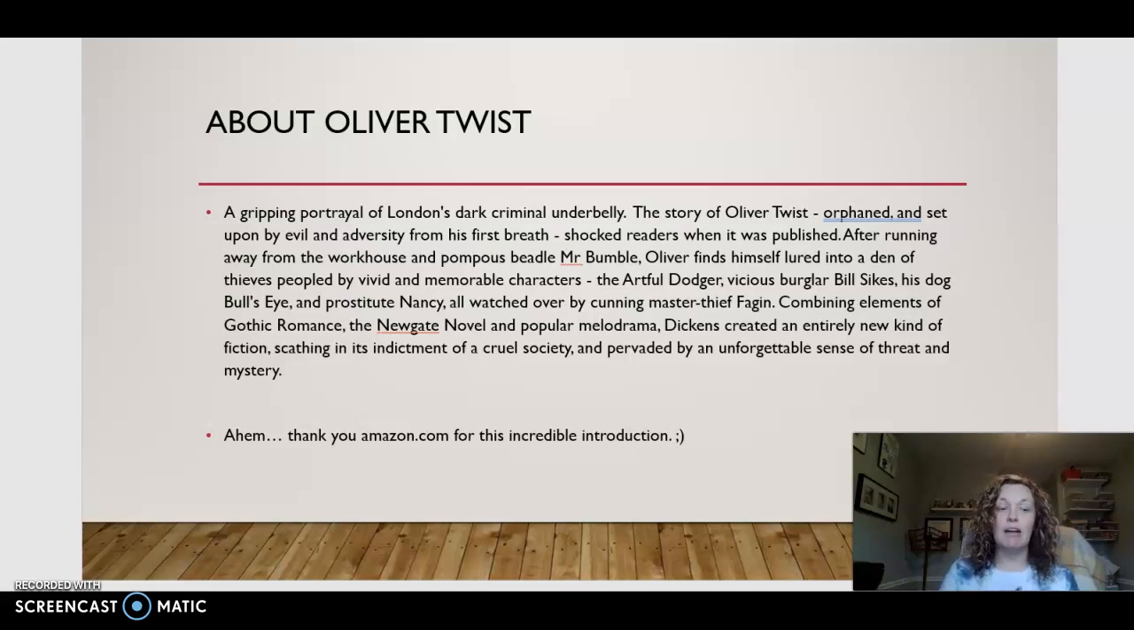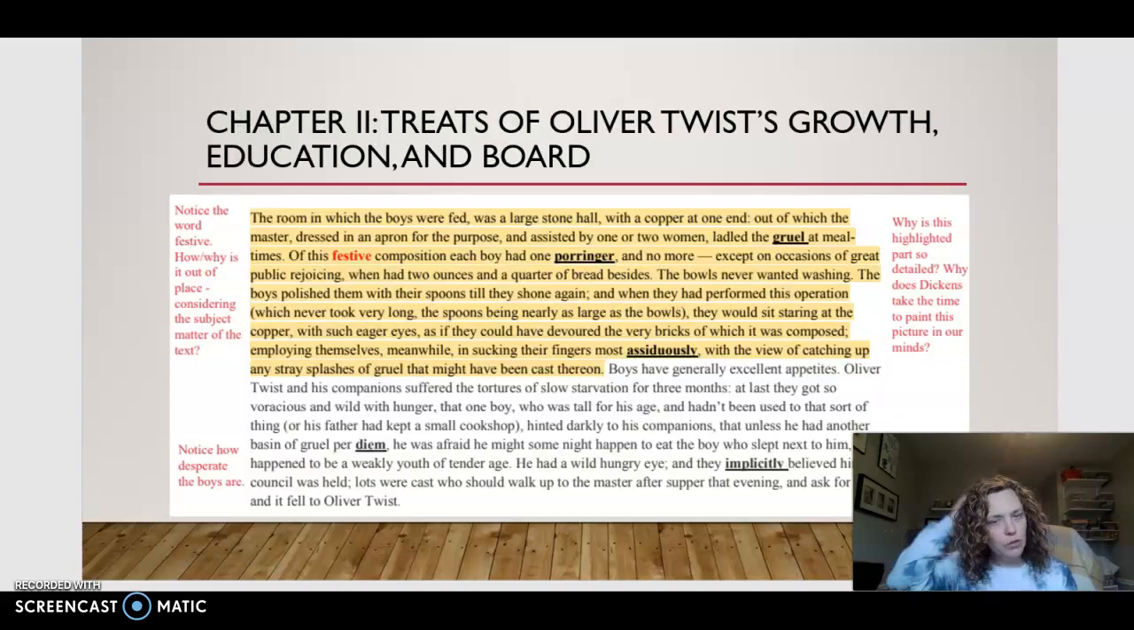We're reading the story about a child going into this world of crime. We're reading about a child who is working in this workhouse, and it really made society stop and think about what was that impact, right? So let's go ahead and dive in here. So you are just going to be reading one chapter. We're not going to be reading the whole book.